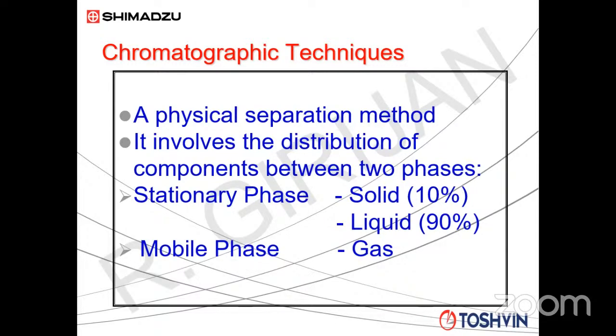It's an approximate weightage I am giving. 10% weightage is given to a solid stationary phase and 90% weightage is given to liquid stationary phase. It simply means a solid stationary phase can be used for about 10% of the total applications, whereas the remaining 90% of the total applications can be carried out with the help of a liquid stationary phase. So that means a liquid stationary phase is more versatile, more widely used.